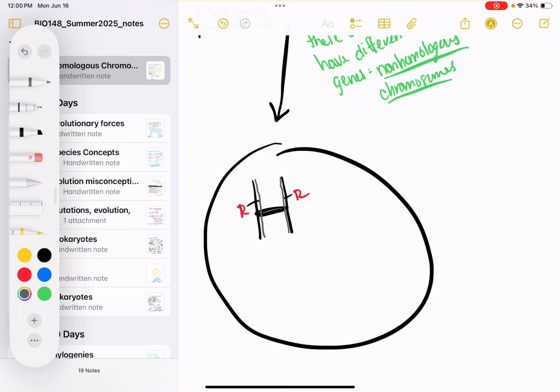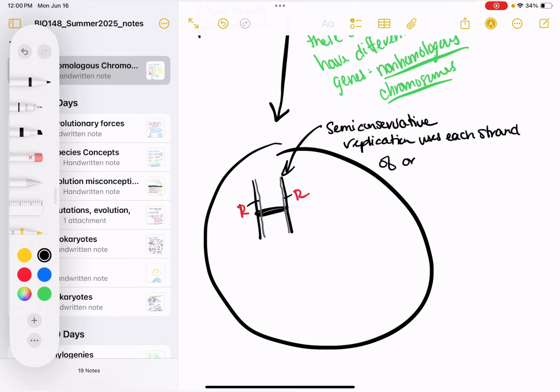One old strand and one new strand per DNA molecule, right? So here, semi-conservative replication uses each strand of the original molecule as a template to make new strands, right? So don't forget that. And that's why we have this capital R being encoded on both sides, right?